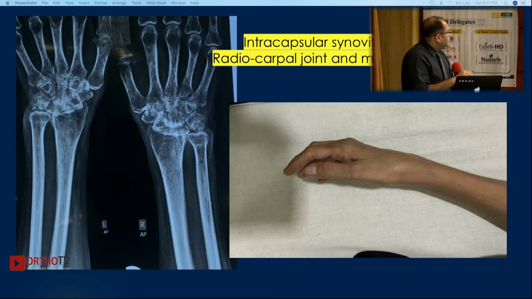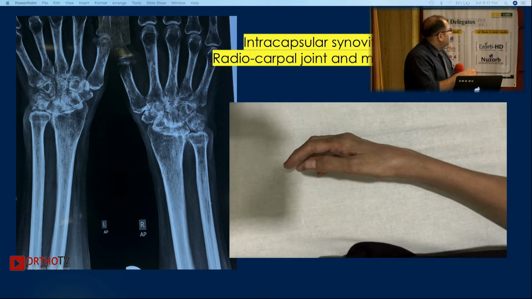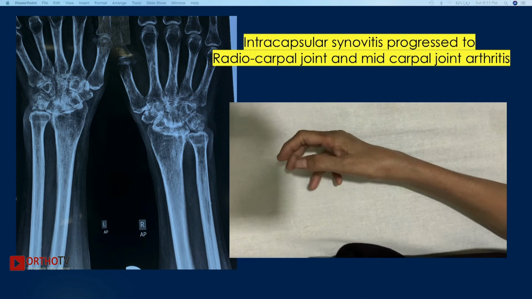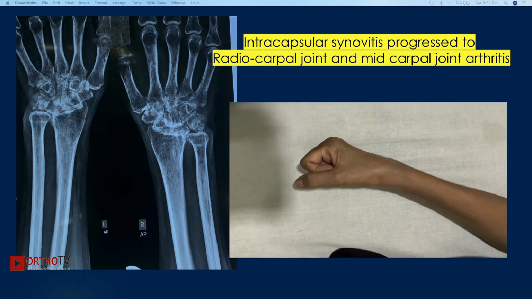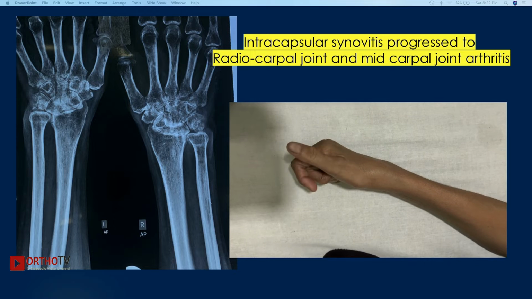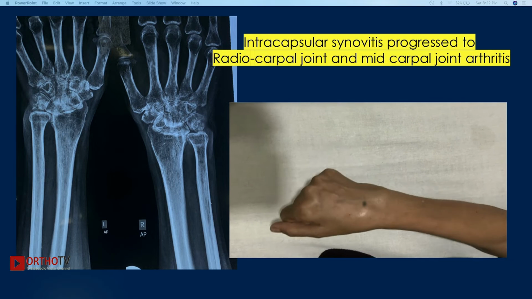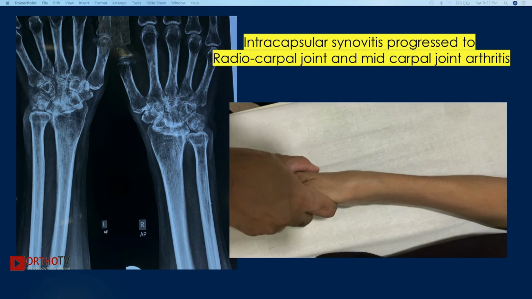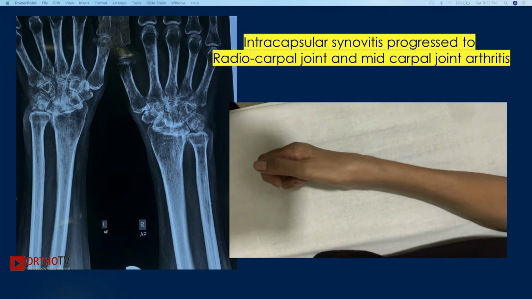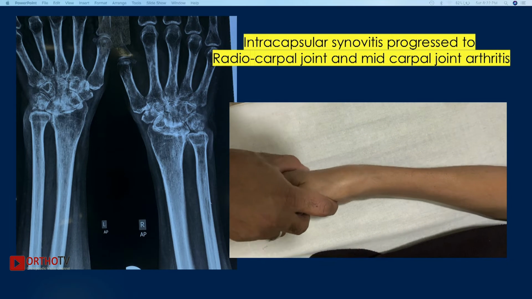Now the next case. What we are seeing here is intracapsular synovitis that has progressed to arthritis, and you see classical erosion of the radiocarpal joint, the mid-carpal joint and the CMC, carpometacarpal joint. They will have some 20 or 30 degrees of movement at the wrist, and these are usually very painful movements.